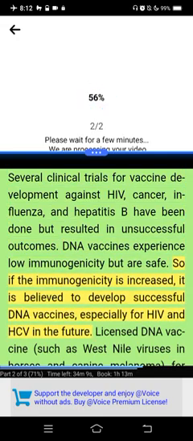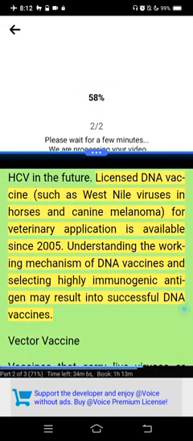So if the immunogenicity is increased, it is believed that successful DNA vaccines can be developed, especially for HIV and HCV, in the future. Licensed DNA vaccines, such as for West Nile virus in horses and canine melanoma, have been available for veterinary application since 2005. Understanding the working mechanism of DNA vaccines and selecting highly immunogenic antigens may result in successful DNA vaccines.